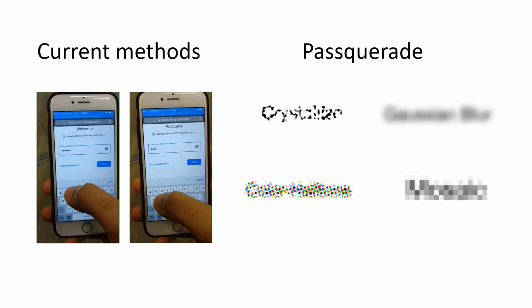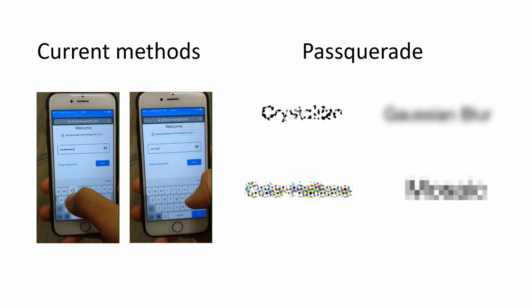We propose a new, better alternative that significantly improves security and error correction over existing methods. Take a look at these words. Can you tell what these words are? Probably not. But if I tell you that this word here is crystallize, it suddenly becomes very easy. You can even see that this is a Y and this is a Z.